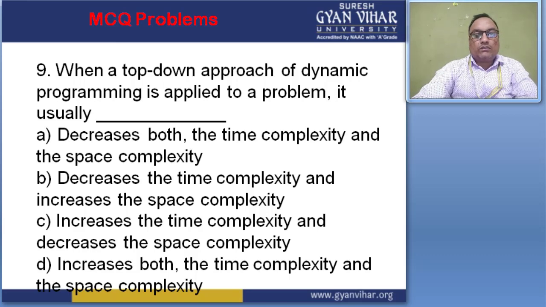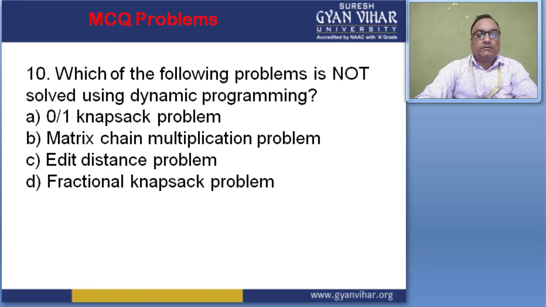And move to the last question. Which of the following problems is not solved by dynamic programming? The 0/1 knapsack problem is solved by dynamic programming. Matrix chain multiplication is solved by dynamic programming. The edit distance problem is solved by it, and the fractional knapsack problem is not solved by dynamic programming. So D is the correct answer for this question.